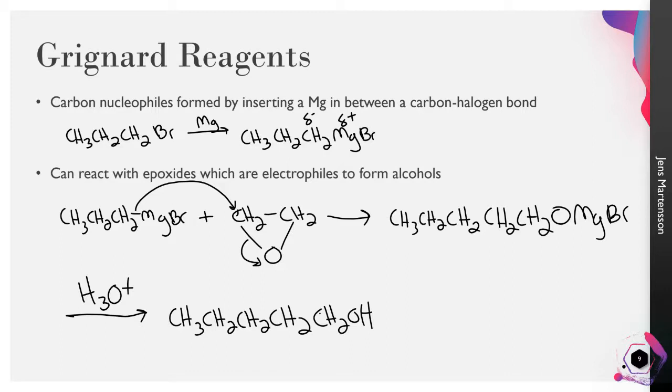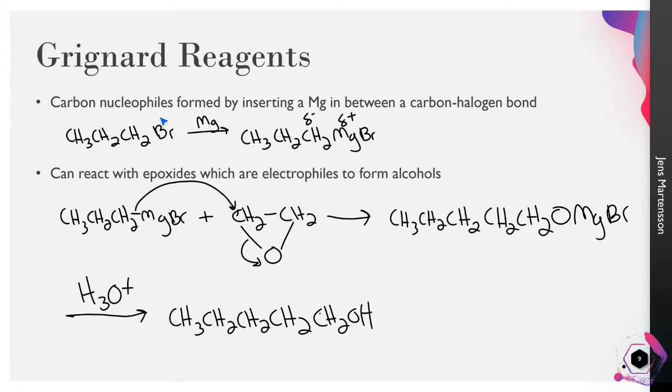Okay, and you do this just by reacting a haloalkane with magnesium. Okay, so that's shown here. Okay, so this carbon-bromine bond is polar, but bromine is more electronegative than carbon.